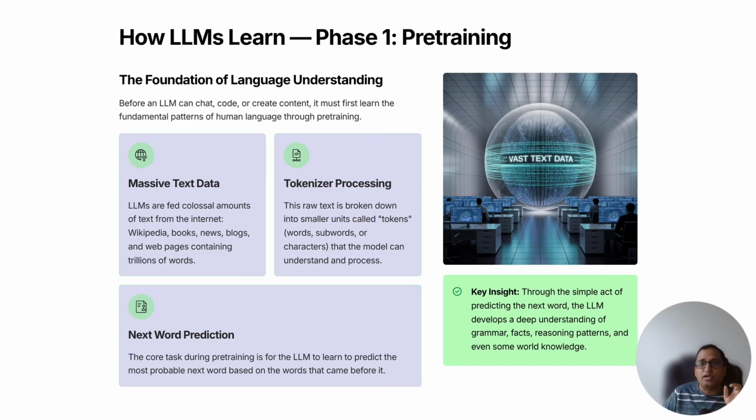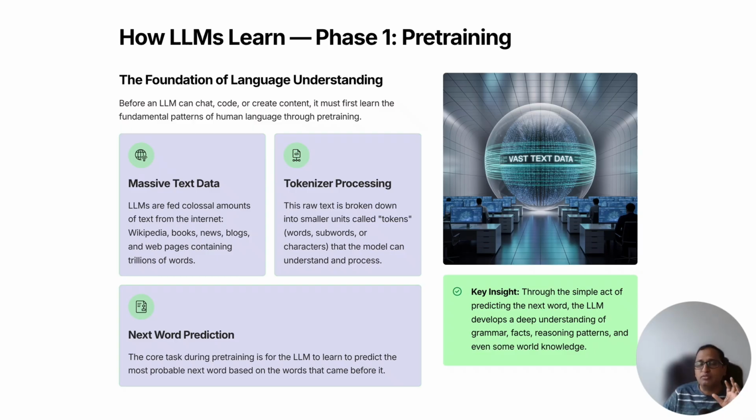But this raw text can't be used as it is. It goes through a process called tokenization, where sentences are broken into smaller chunks called tokens. So these could be words, subwords, or even individual characters depending upon the tokenization. Then comes the key training task. The model is asked to predict the next word in a sentence again and again across billions of sentences. This is called causal language modeling, and this is the backbone of models like GPT.